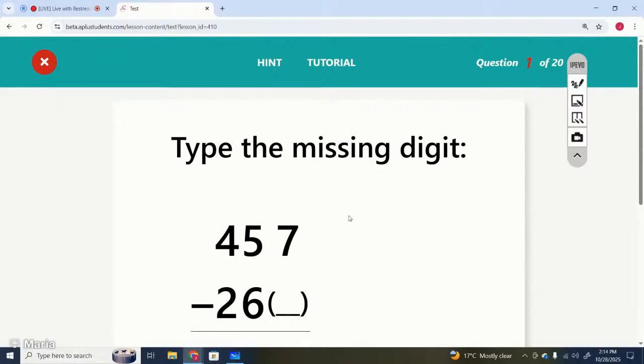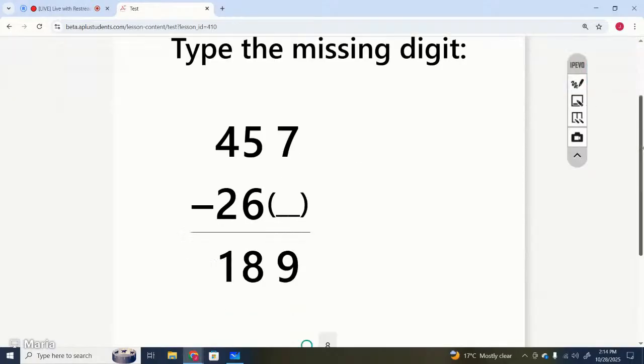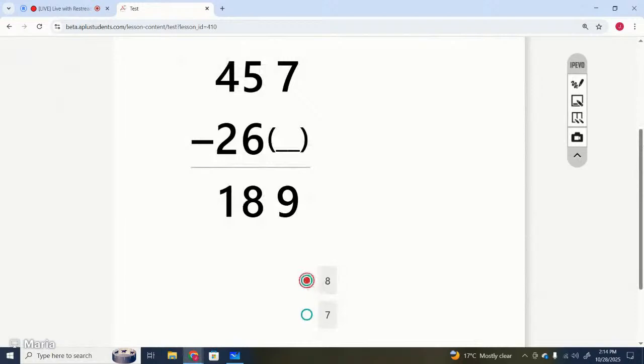The correct option is 8. That's the one we just did on the tutorial. So 8 it is.